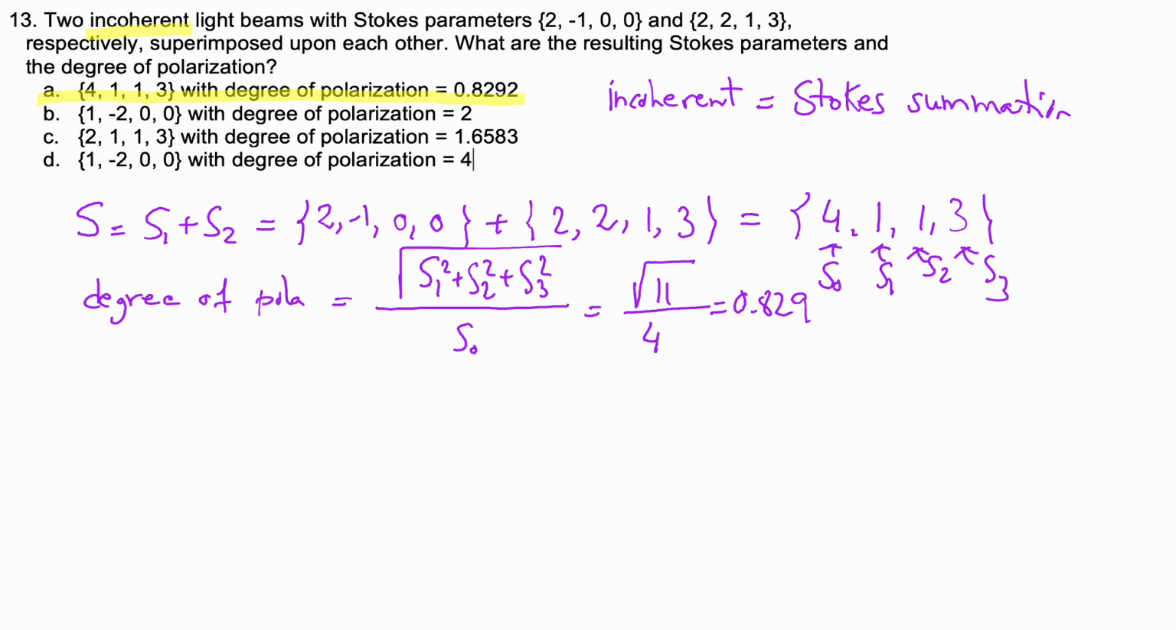Something that I want you to notice is there is another way of solving this problem, and it's just looking at the degree of polarization. The degree of polarization needs to be defined between 0 and 1. So B, C, and D cannot be possible. So that's the other way that you can do it without solving the math.